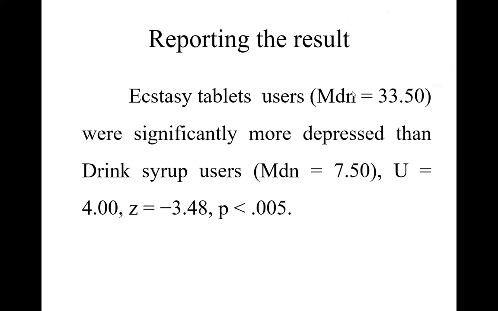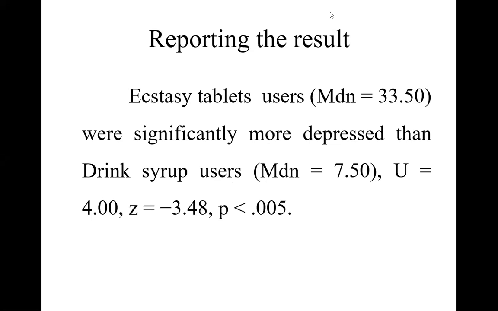So how to report the result of the Mann Whitney test? Ecstasy tablet users, median value 33.5, were significantly more depressed than the drink syrup users, median 7.5. The Mann Whitney U test value for Z equal to -3.48 and P equal to 0.005. So this is the way to interpret our result.